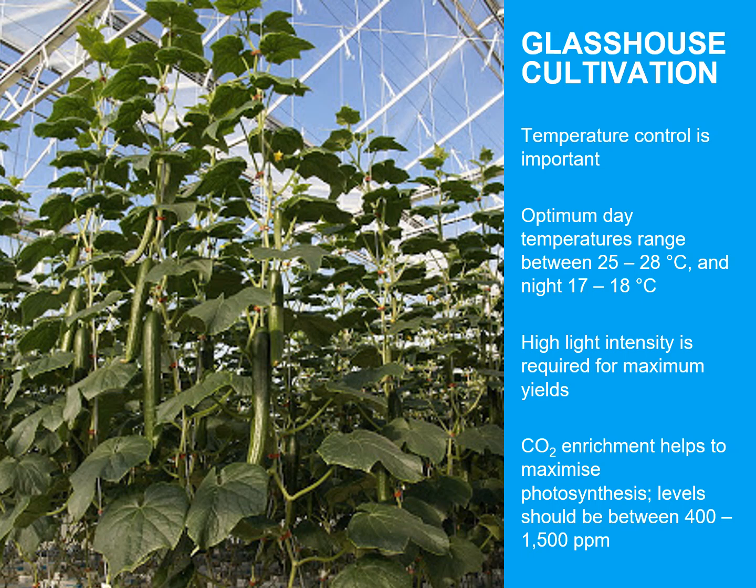So atmospheric concentrations are currently around about 410 parts per million. So within glasshouses that can be supplemented up to about 1500 parts per million, and that enables much higher biomass in the plants and much more production of fruits.